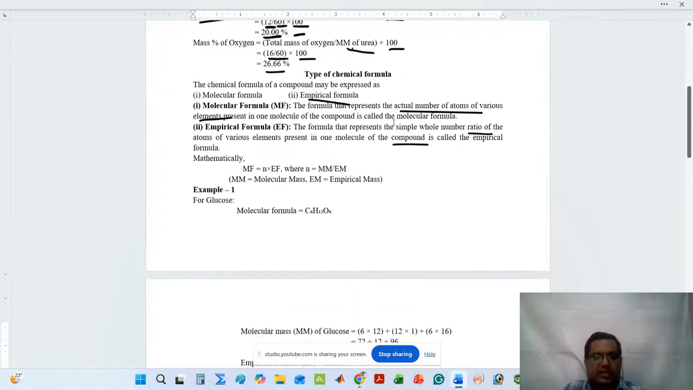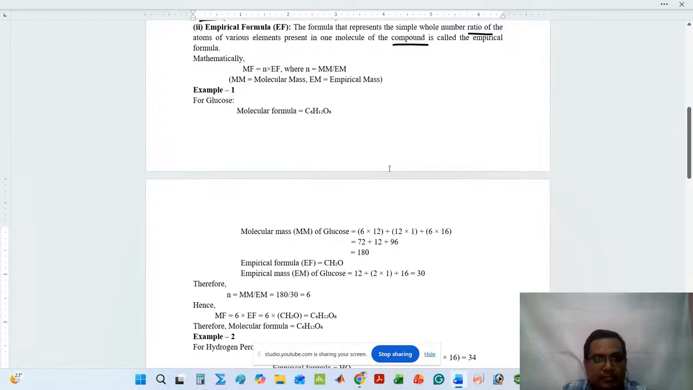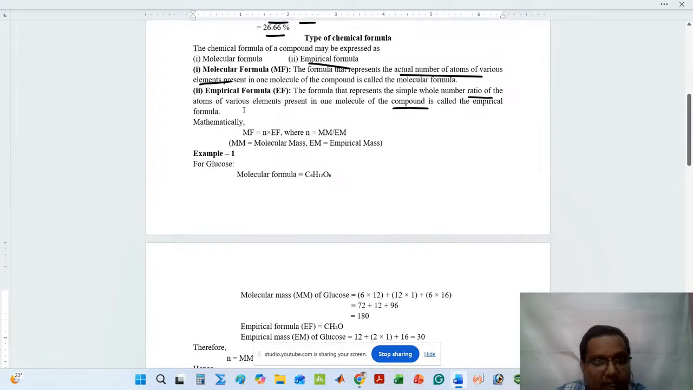Look at that. Finally, I can conclude that molecular formula means the formula that represents the actual number of atoms of various elements present in one molecule of the compound. Next, empirical formula is the formula that represents the simple whole number ratio of the atoms of various elements present in one molecule.